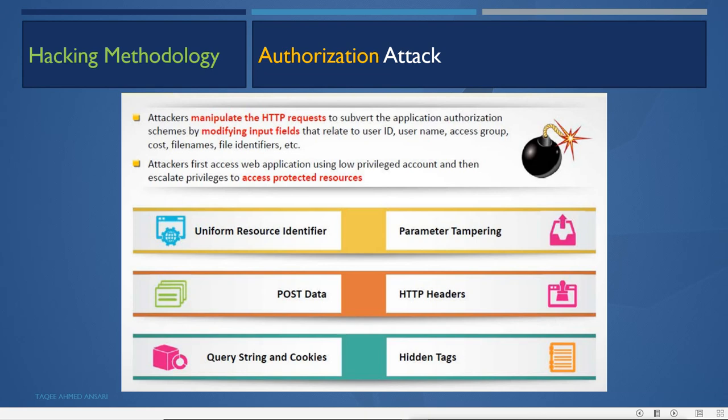So what will it do? It will first try to modify the input fields related to user IDs and usernames. By doing this, first it will intercept the request and response, and then it will try to manipulate the usernames, user group and all that. And by doing this, it can escalate the privilege. In that, it has the uniform resource identifier, post data, query string and cookies, parameter tampering, HTTP headers, and hidden tags also. These are the different attacks we have in the authorization attack.